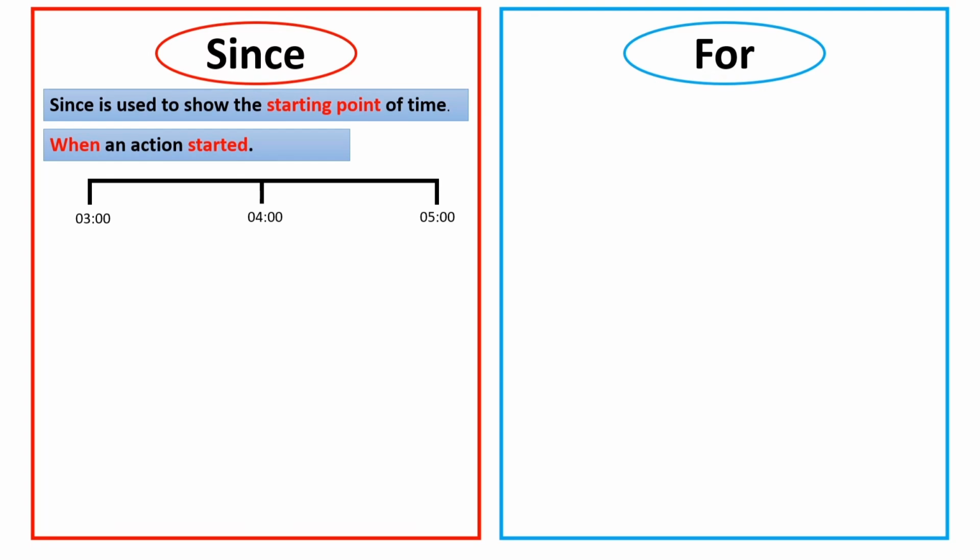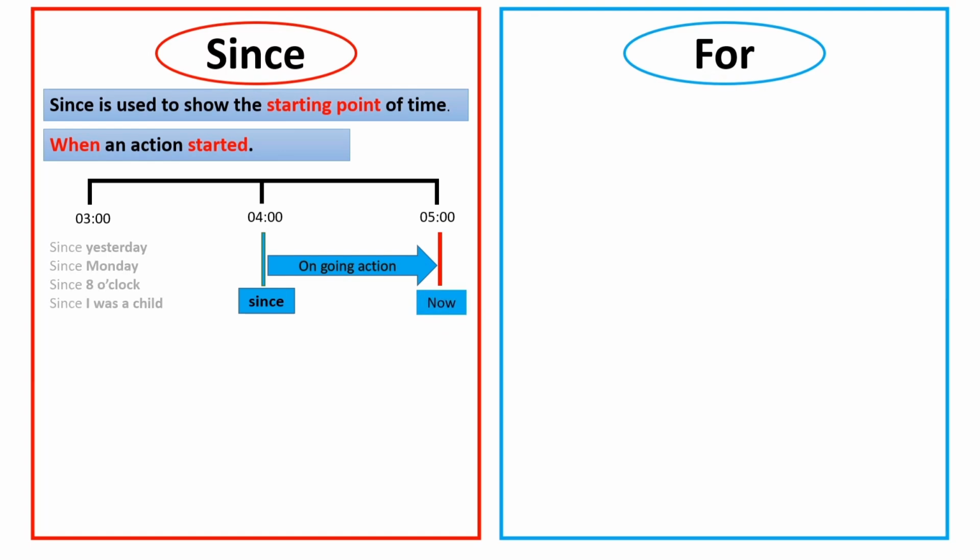For example, this is a chart of 2 hours starting from 3 o'clock to 5 o'clock. We have our action at 4 o'clock and then now is 5 o'clock, because when we use since and for with present perfect tense, it means we have started an action and it continued up to now. Like for example, since, then an ongoing action up till now.